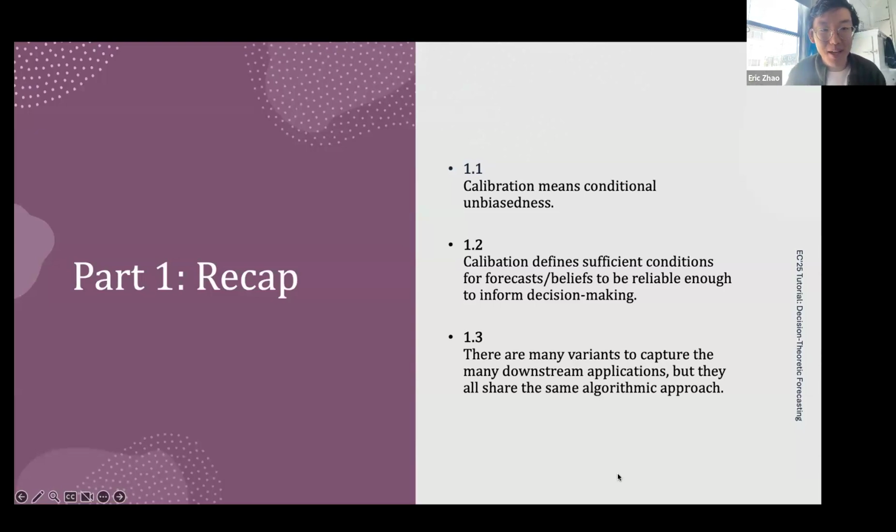Sorry for running a bit over time. If you were to walk away with 3 things: calibration means conditional unbiasedness. That's a more generic, modern definition. It defines sufficient conditions for forecasts to be reliable enough for you to make decisions based on them. And the last thing is it might be a little intimidating, the calibration literature, because there are so many different papers and definitions, but they're really all following the same flavor of trying to quantify how much we need to know about the world and reasoning about their algorithms and complexity. We have pretty good general recipes and frameworks for doing that.